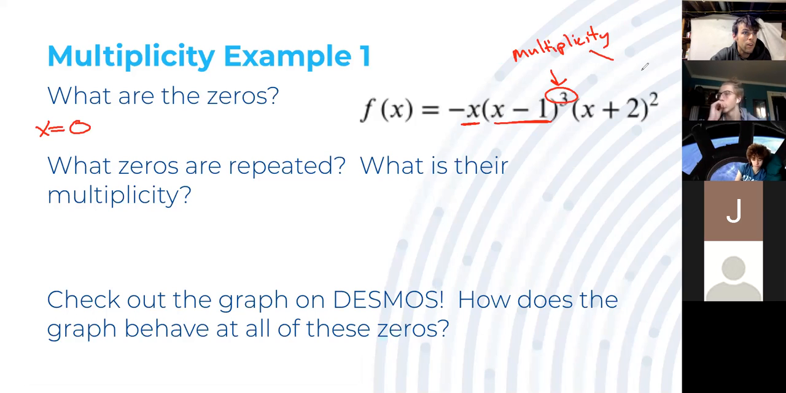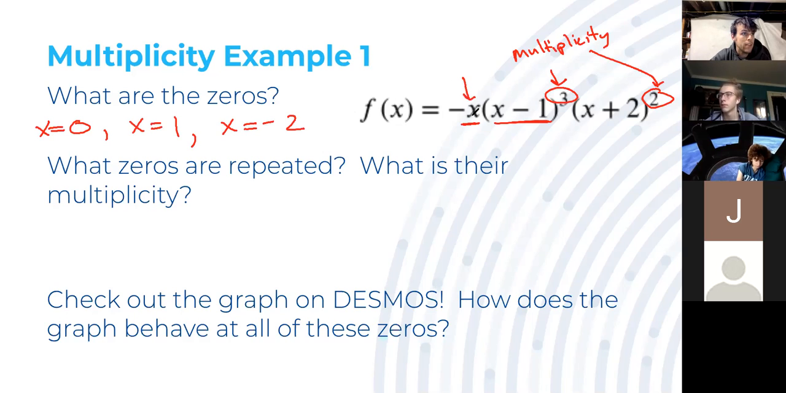Multiplicity. Also this here, multiplicity of 2. This one would give us a 0 of 1, right? 1 minus 1 is 0. And this would be a 0 of -2. So -2 would be a 0 for this one. So these are the 3 zeros.